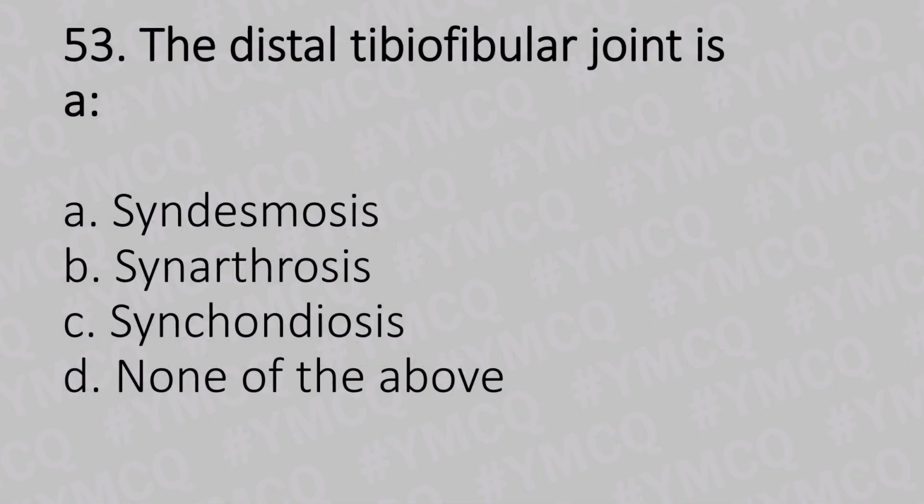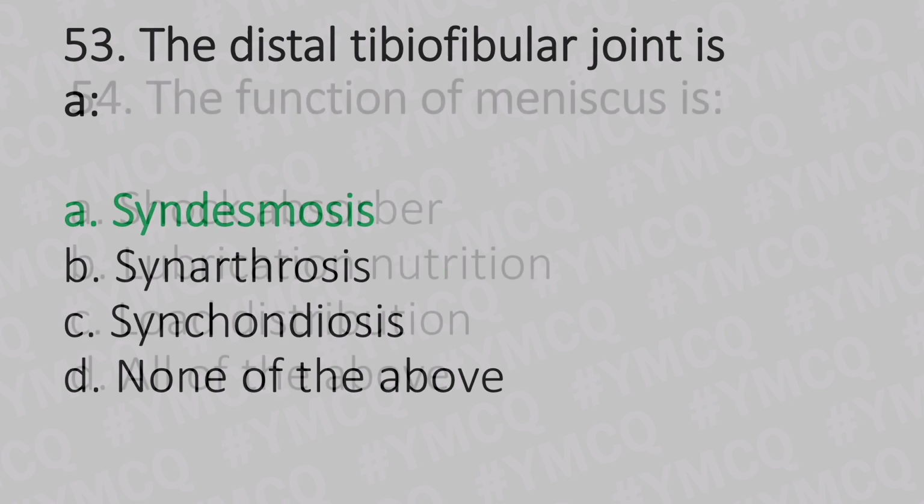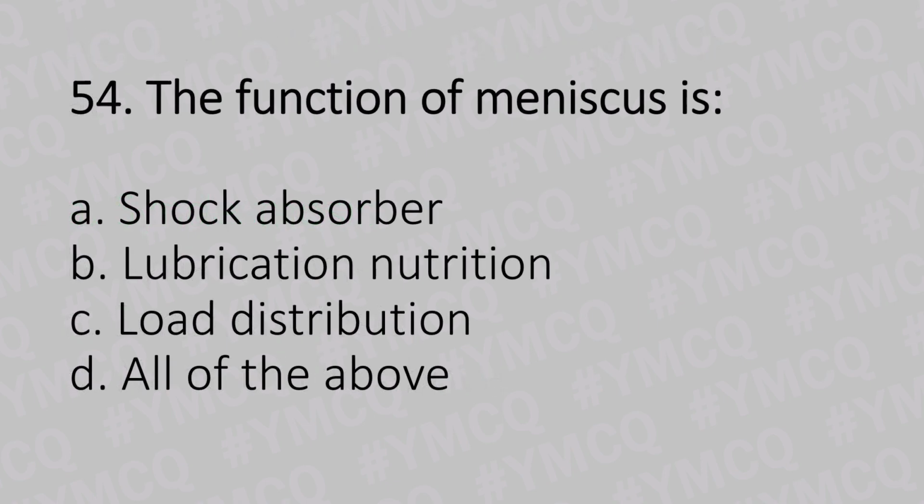Moving to our 53rd question, the distal tibiofibular joint is Option A, synosmosis. Option B, synarthrosis. Option C, synchondrosis. Option D, none of the above. And the answer is Option A, synosmosis.